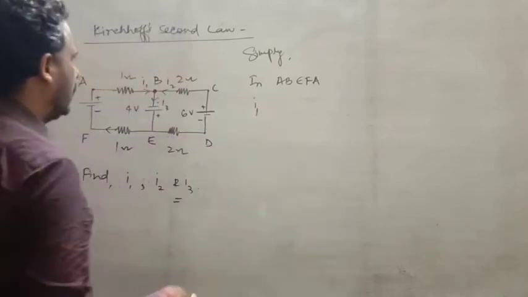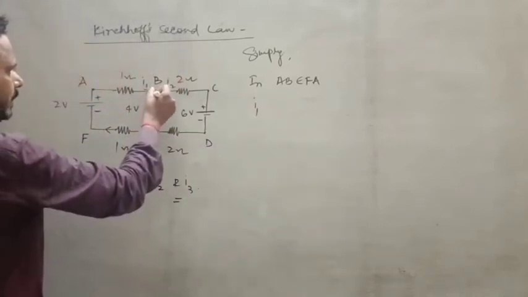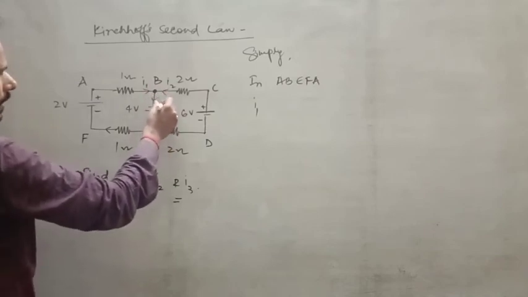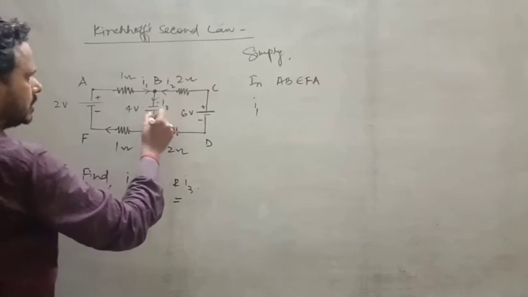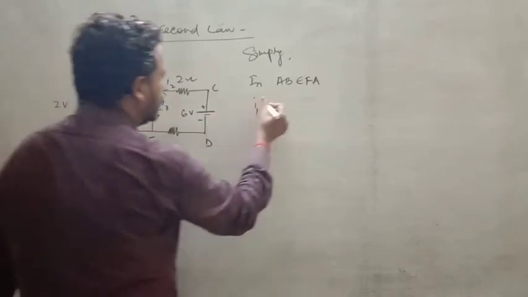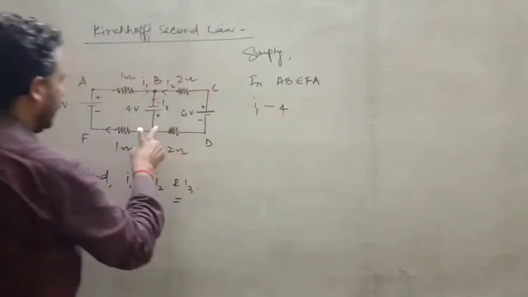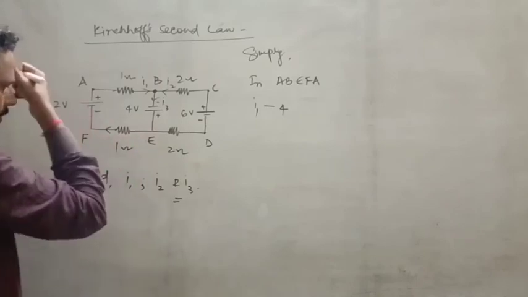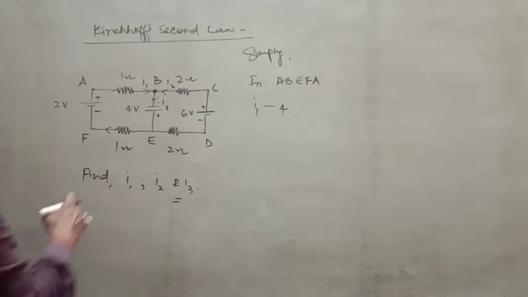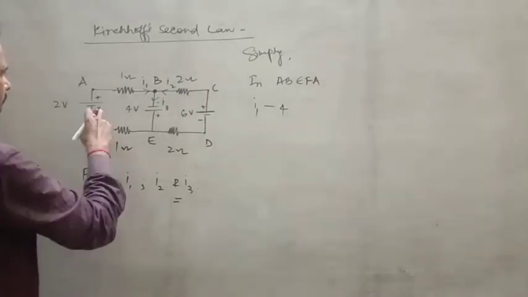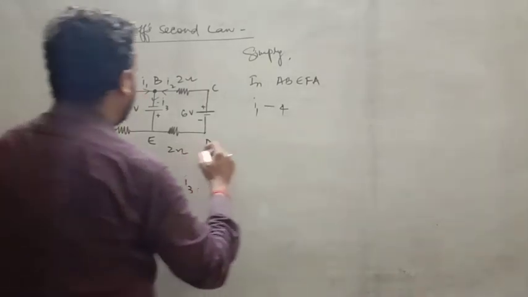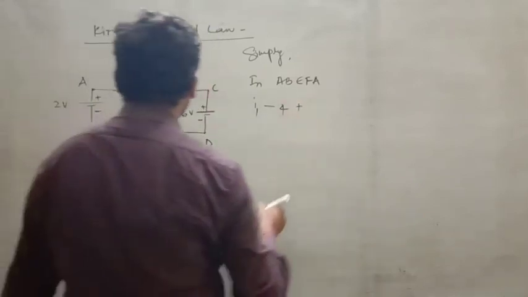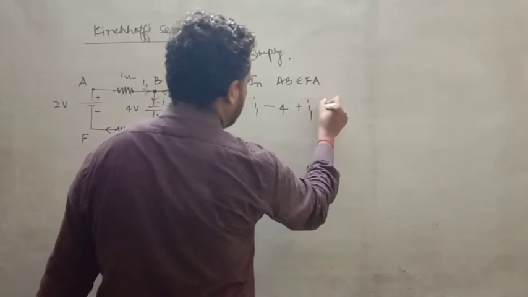Okay, now from B to E you are entering the EMF, no need of direction of current, so you are going negative to positive. So how much be? This one is 4, so this one is minus 4. Now again here you are going in the direction of current, so the resistor is 1 ohm and the current is I1, so IR, that is plus I1, and that is equal to 0.